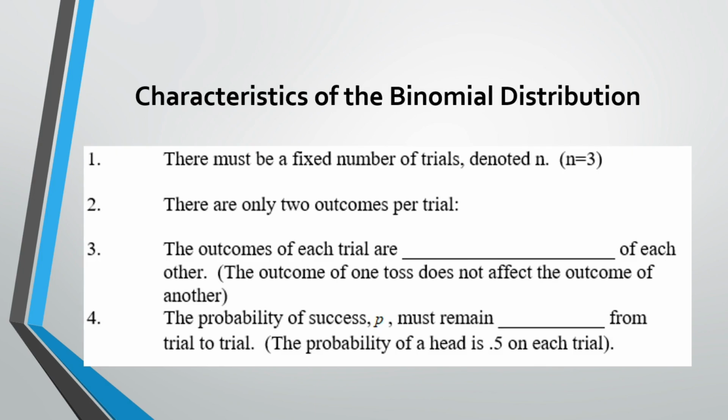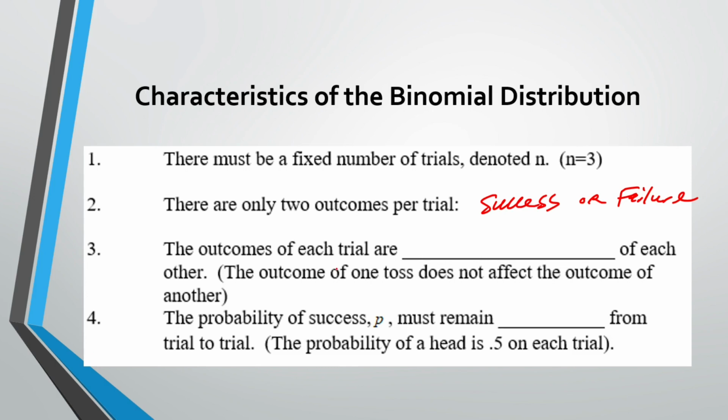Characteristics of the binomial distribution. 1. There must be a fixed number of trials denoted with the letter n. In our coin toss, n was equal to 3. 2. There are only 2 outcomes per trial: success or failure. In our coin toss, we had either heads or no heads.